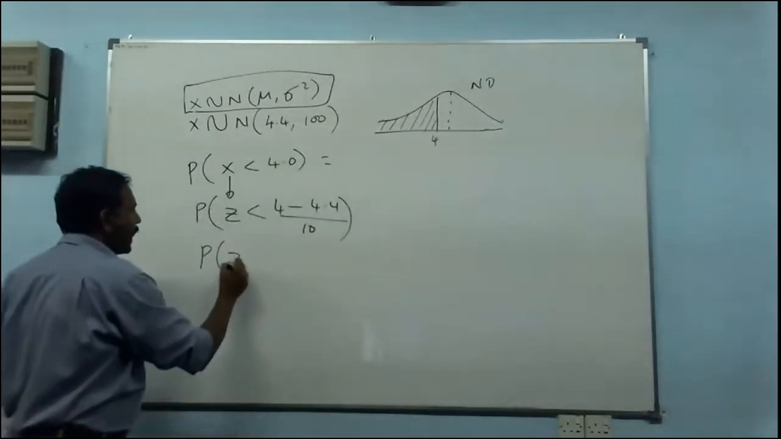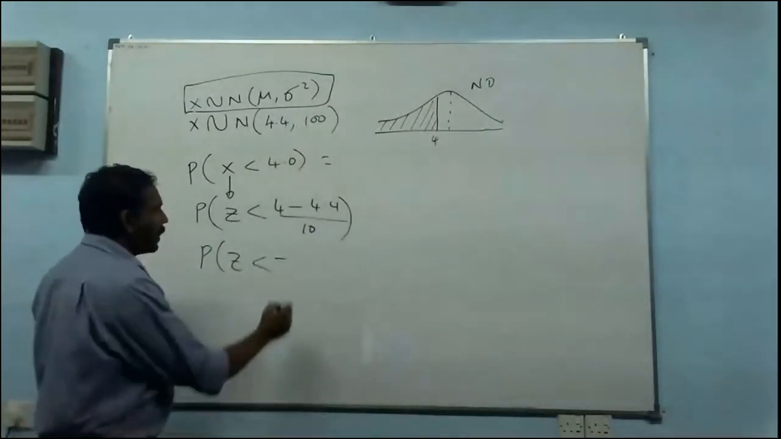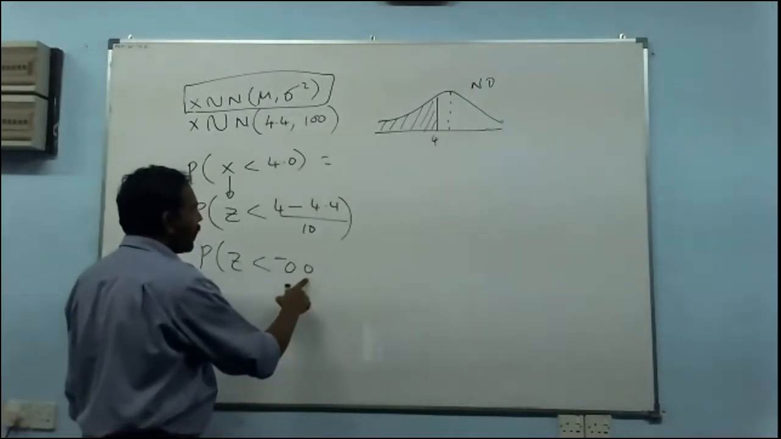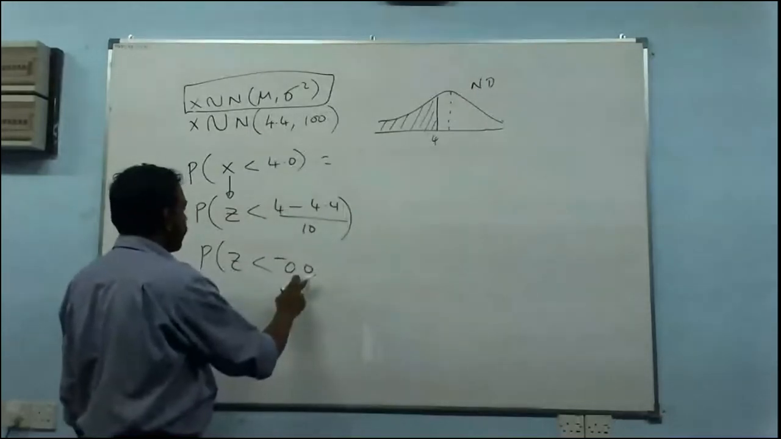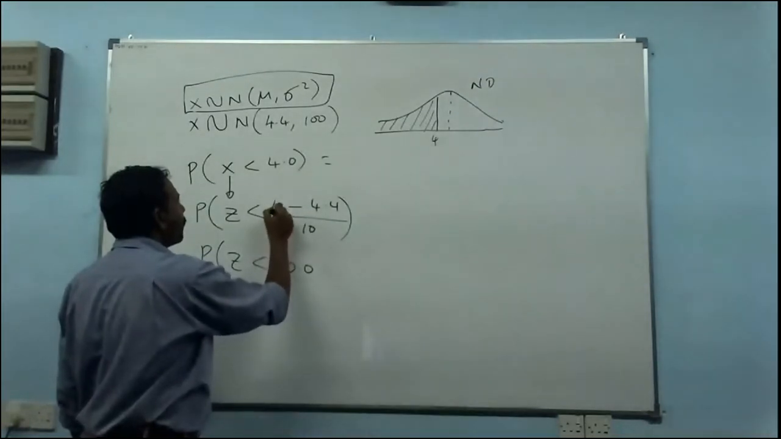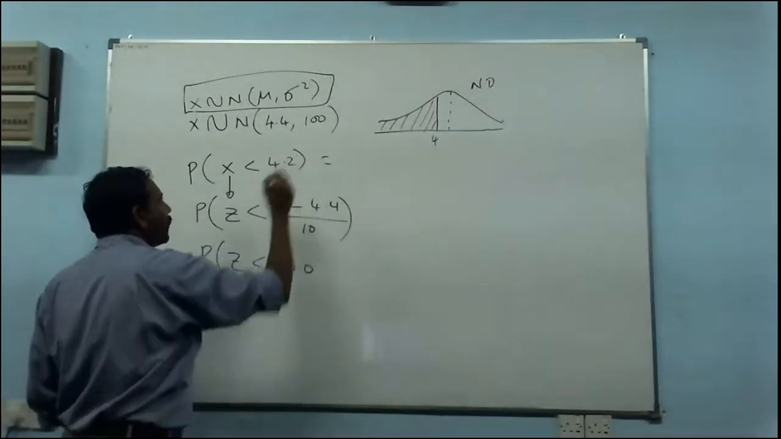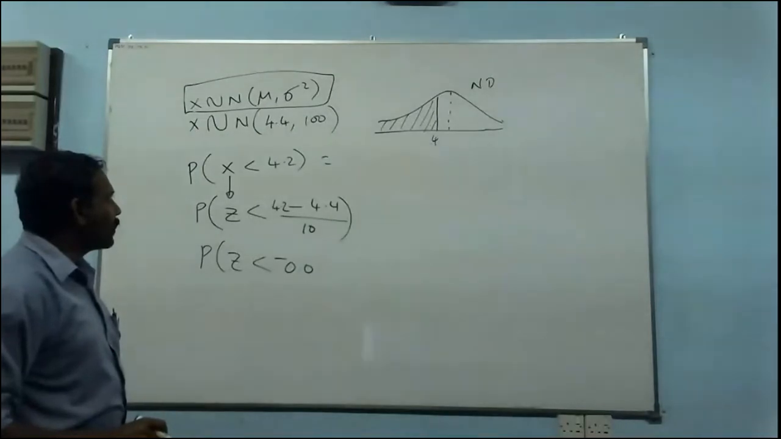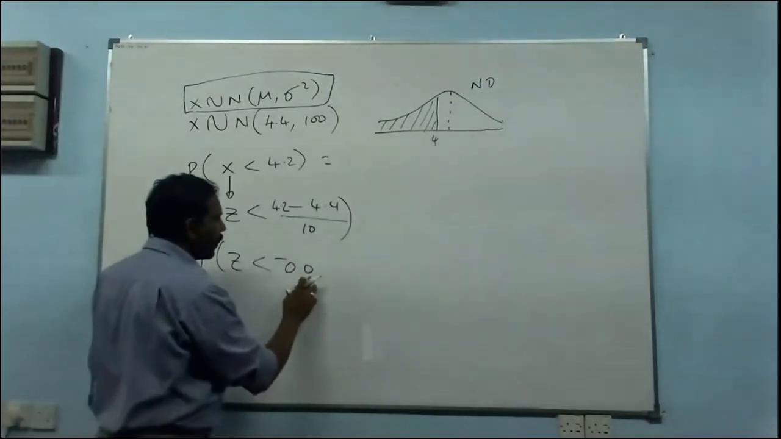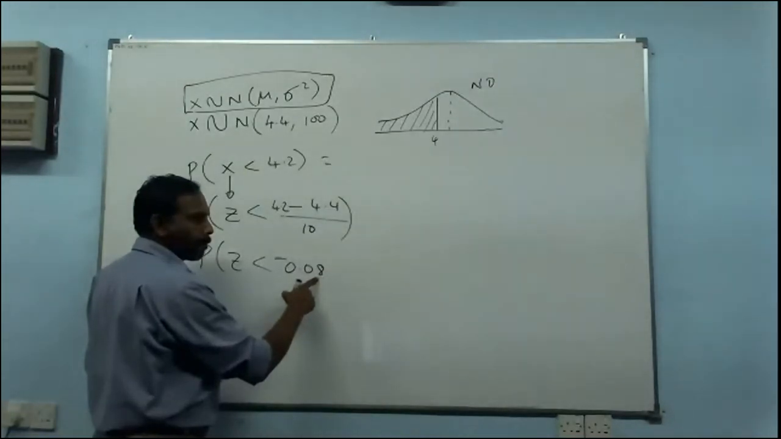Probability of Z. Anyone? Solve this and tell me. It is in minus 0.04. We will take it as 4.2, because this value is very low. Sorry, 4.2. So that 0.08. 2.